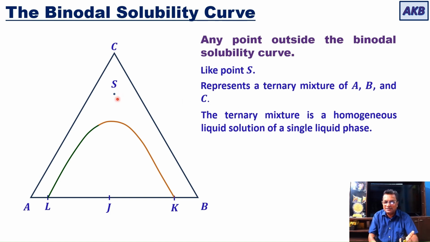Points like S that lie outside the binodal solubility curve, those points will be representing a ternary mixture of three components. Which are these three components? A, B and C. And this ternary mixture will be a homogeneous liquid solution of single liquid phase. There is only one liquid phase.